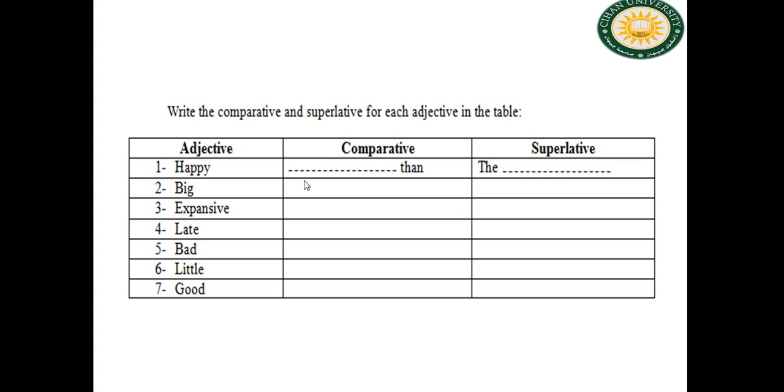So it's very easy. Big: this is one syllable ending in a consonant, so what should I do? Expensive: this is three syllables, so what should I do? What should I write here?